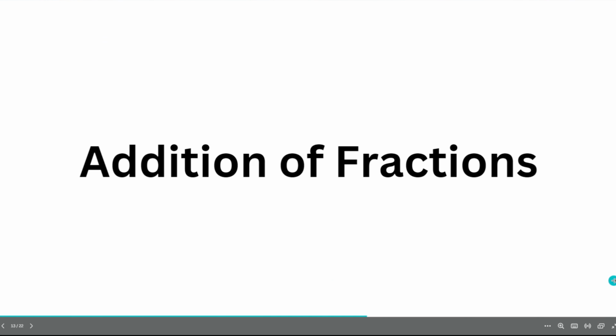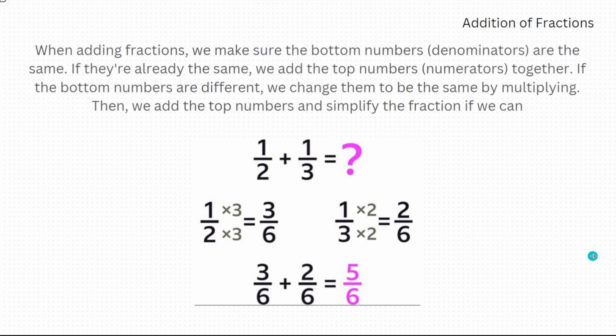Hello, my name is Lucas, and today I'm going to talk about addition and subtraction of fractions. When we are adding fractions, we need to make sure the bottom numbers that are the denominators are the same. If they are already the same, we add the top numbers, which are called the numerators, together. If the bottom numbers are different, we need to change them to be the same by multiplying. Then we add the top numbers and simplify the fractions if we can.